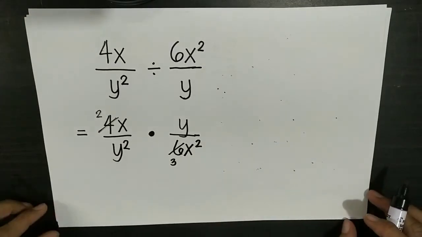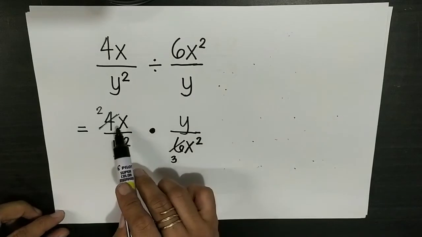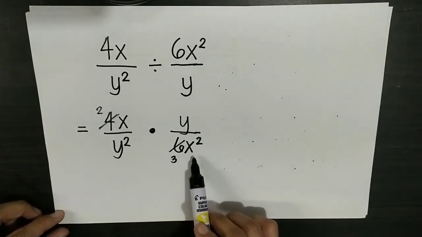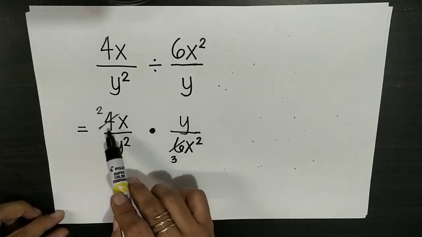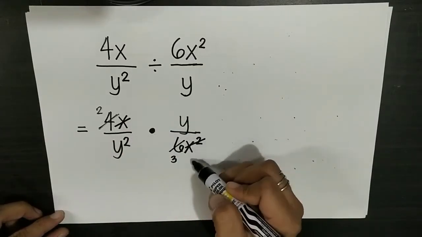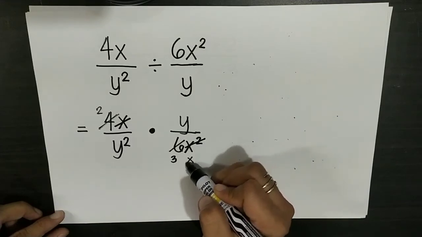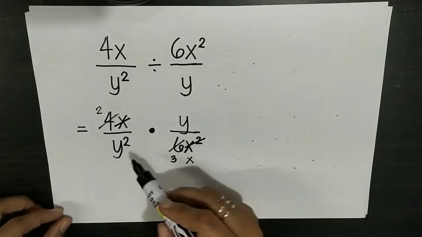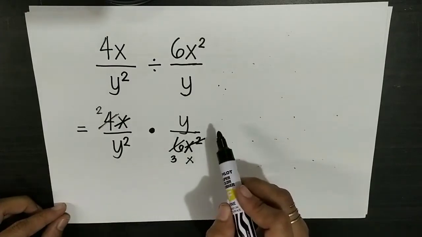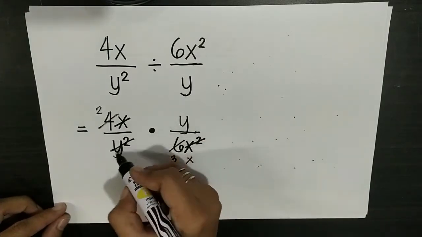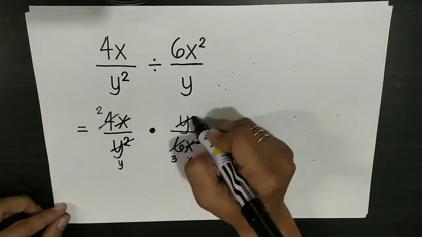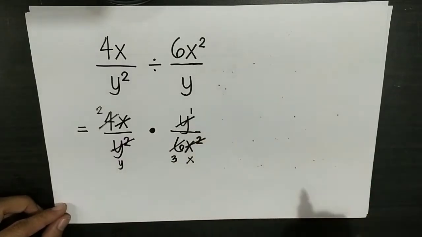With the variables, we have x and x squared here. x squared means x times x. So we will cross out 1x with this 1x, remaining is 1x. And then y squared is y times y. So we will cross out 1y. The remaining is 1y, and this one becomes 1.